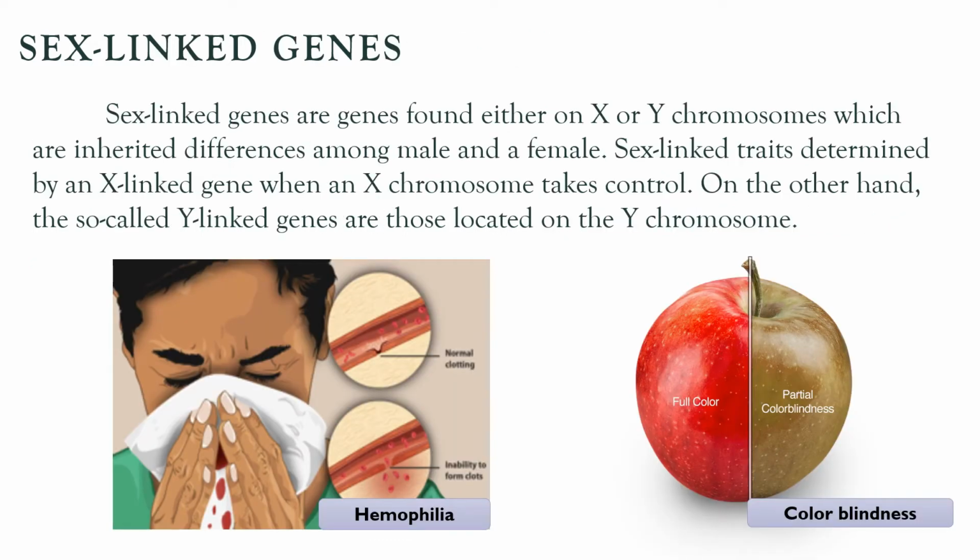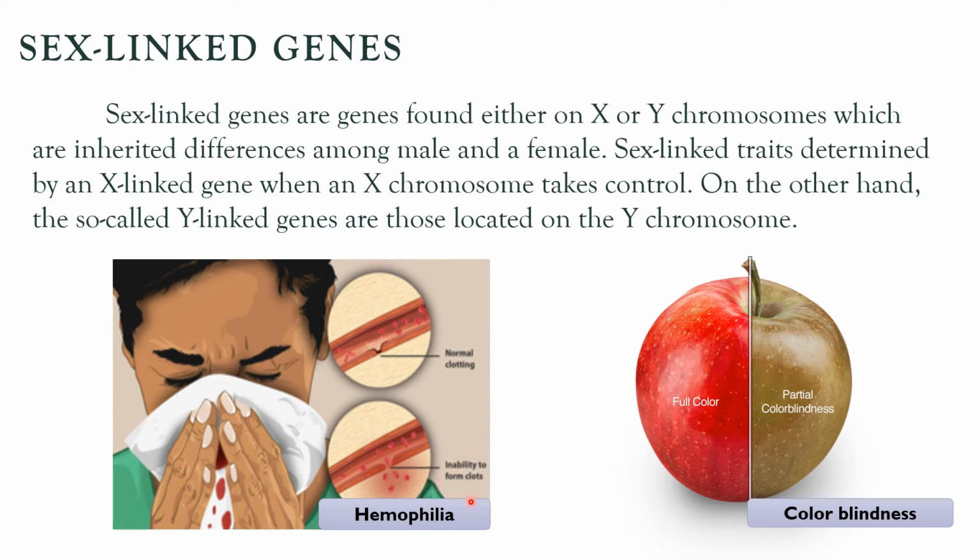What are sex-linked traits or sex-linked genes? Sex-linked genes are genes found either on the X or Y chromosomes, which are inherited differences among a male and a female. Sex-linked traits are determined by an X-linked gene when an X chromosome takes control. On the other hand, the so-called Y-linked genes are those located on the Y chromosome. These are examples of traits that can be carried by those sex chromosomes.